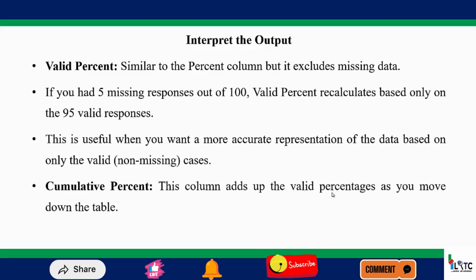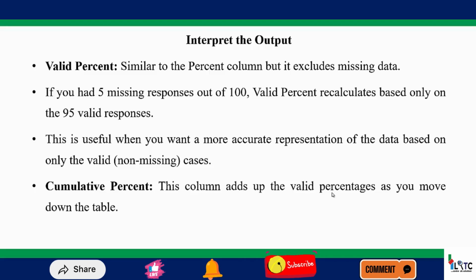And I need to tell you that this particular column is useful when you want a more accurate representation of your data, unlike percentage that adds up the missing responses. For valid percent, you will be able to see that, okay, it is only 95% that provided answers to this particular question, and the percentage here will reflect the total number of people that select a certain option with respect to the total valid responses.